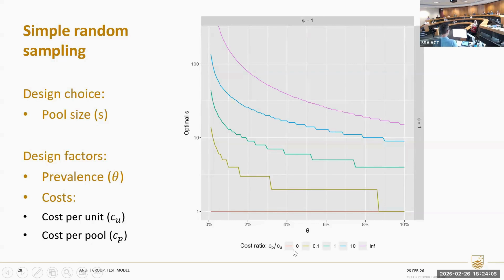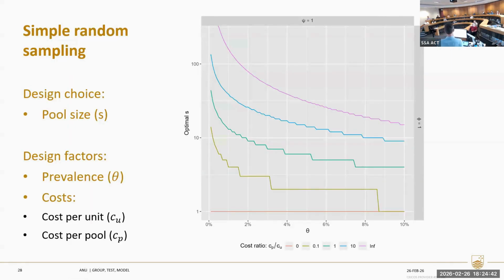Okay, and in between, even for quite cheap testing, even if testing is only 10% of the cost compared to collection, it does still make sense to do pooling at a certain prevalence. So for a prevalence of 1%, even with very cheap tests, you're looking at pool sizes of 6 or 7. Pool size of that really big. Okay. But this is all assuming simple randomness.